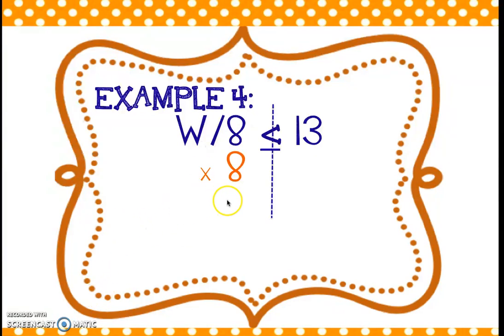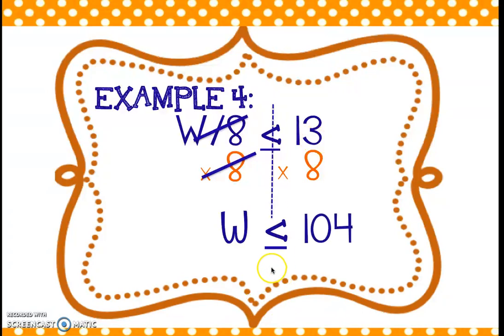Whatever I do on the right, I also have to come over here and do on the left. I have a divide by 8 and a times by 8. Those two are going to cancel each other out, and I'm left with a W that is less than or equal to. Now, when I do 13 times 8, I get 104. So my solution set for this problem says that W is less than or equal to 104. Any number that is less than or equal to 104 will make this equation true.